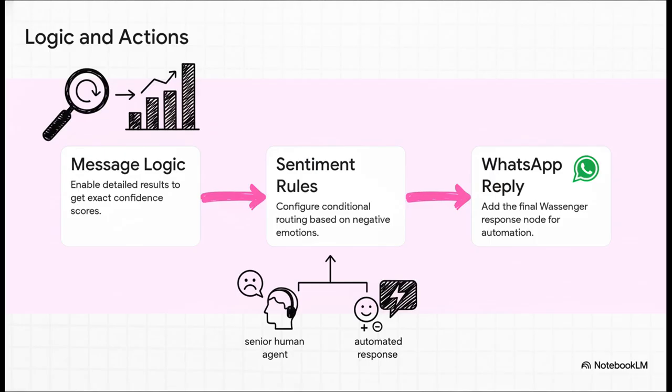Boom, handled. Finally, Step 6 uses a Wassenger node to automatically fire off a response for all those neutral or positive inquiries, which frees up your human team to focus strictly on the critical cases. It's a total game changer.